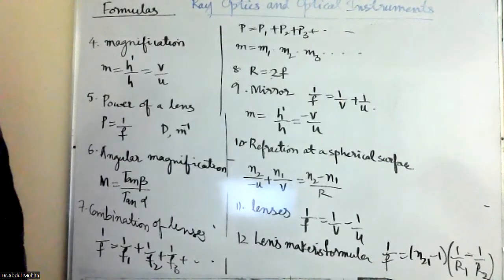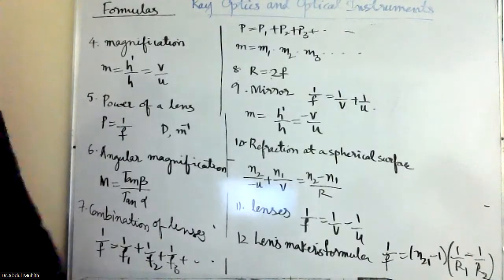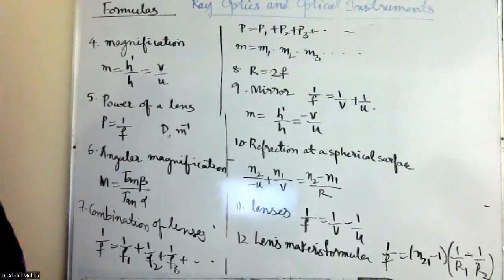Then we have the combination, which we have done. Then prism, 4 formulas from the prism we will write. Then microscopes and telescope. So after that I will leave.